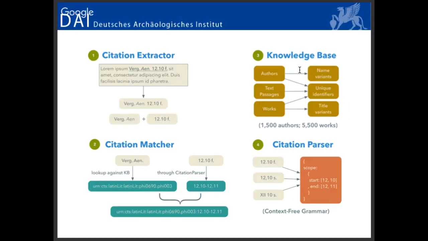For the reference scope, it's just a process of normalizing it, because you have, like in this case, 12.10f. You can't turn that straight away into a CTS URN. You have to spell it out and say, well, what it actually means. It's book 10, line 10 to book 12, line 10, and book 12, line 11. And this is done basically with regular expressions normalizing this reference.